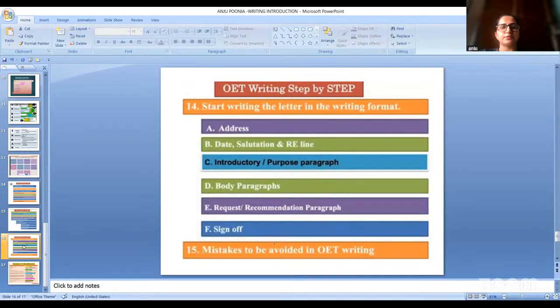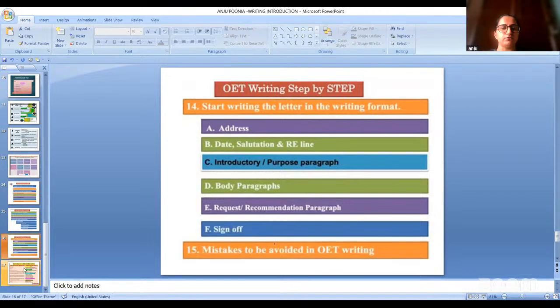Step 14: start writing in the letter format: address, date, salutation, regarding line, and introductory paragraph, which means the purpose paragraph, why you are writing. The second paragraph is the body paragraph based on the purpose, with the request and recommendation. Everything is mentioned in the letter, but what request do you want to put in front of the reader when you are writing to someone? What is the main thing, why are you requesting? Because the patient needs something. It's crucial, so it's the recommendation paragraph.